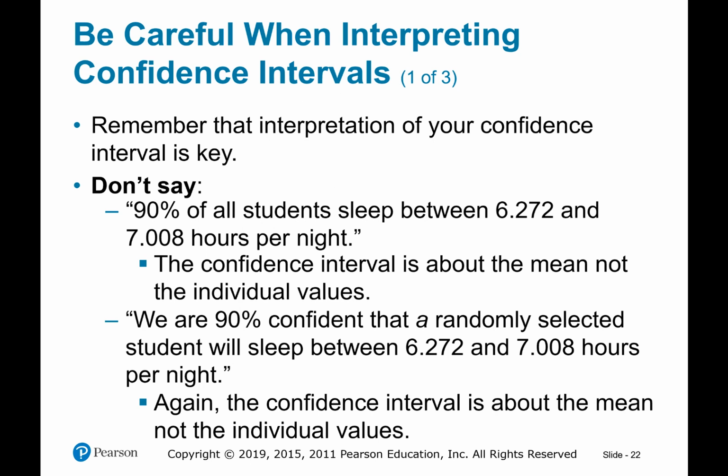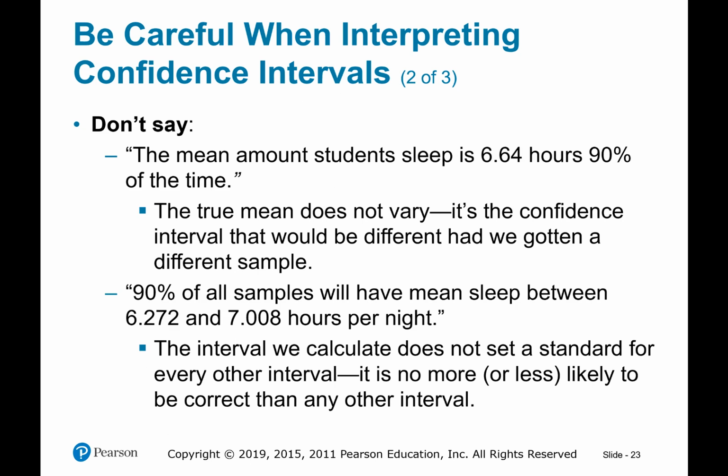In that case, they're examples of students. The mean amount of sleep is this much, 90% of it. No, the true mean doesn't vary. It's a single number that we're trying to capture. The confidence interval is supposed to encompass that. That mean value is going to be different with different samples.